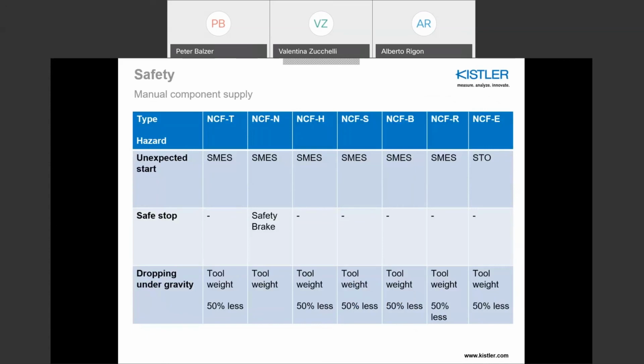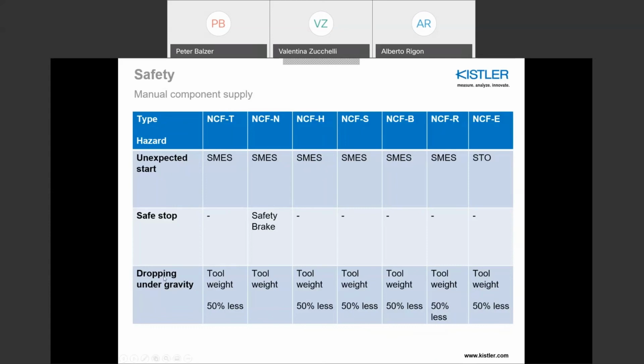Okay, now you see the problem is always that we have a safety function for the unexpected start, so it's the SMES always, or with the NCFE STO. But the big problem is the safe stop. For all of our joining systems, we cannot cover the safe stop. The only exception is the NCFE safety brake. There are also possibilities which the machine builder can always do, for example, some external brake. This is always possible, but from our standard joining system, we recommend to use only the NCFN for these cases.